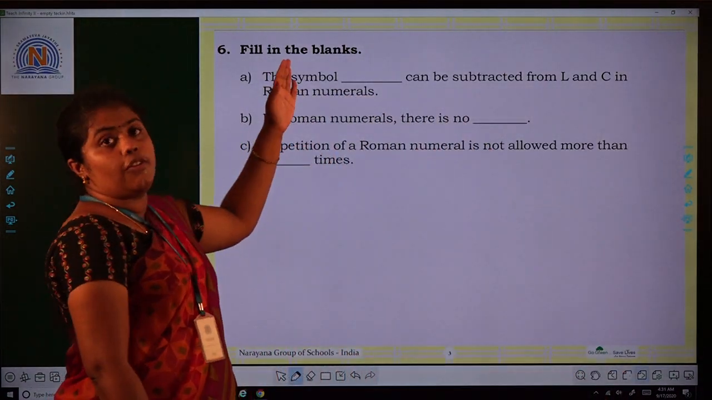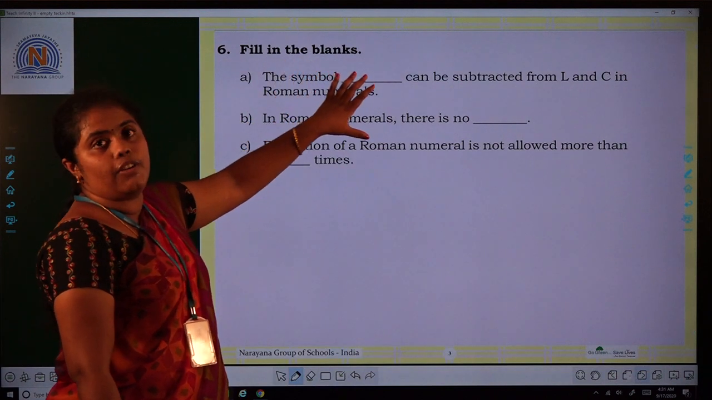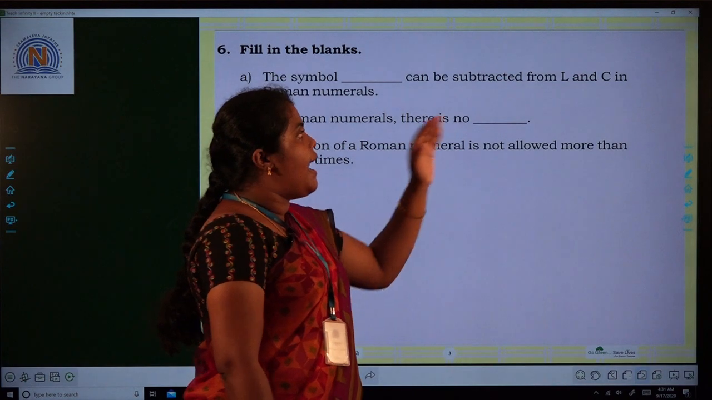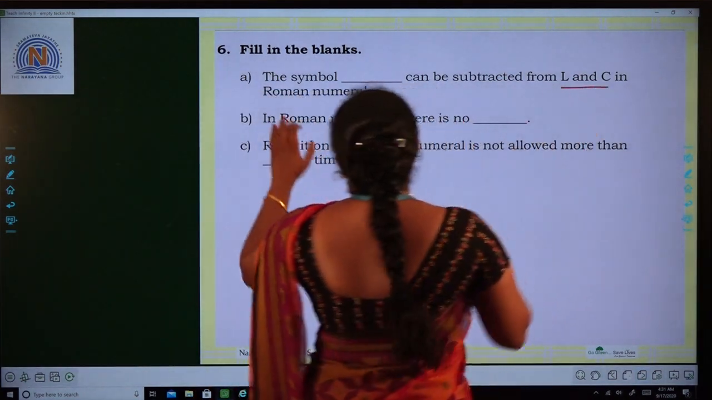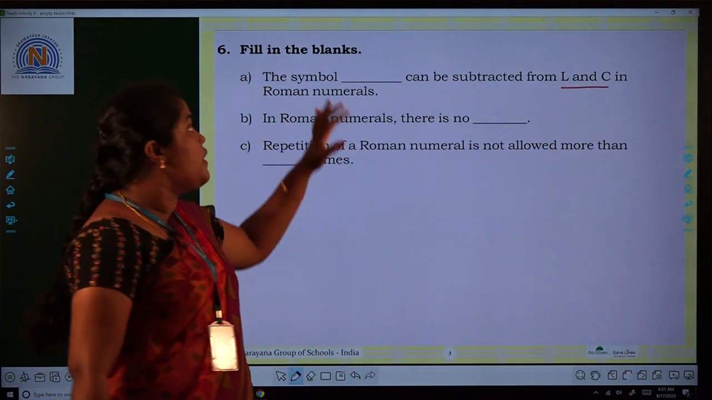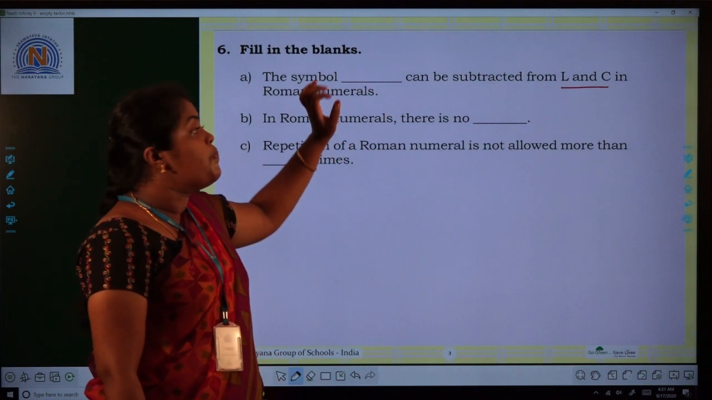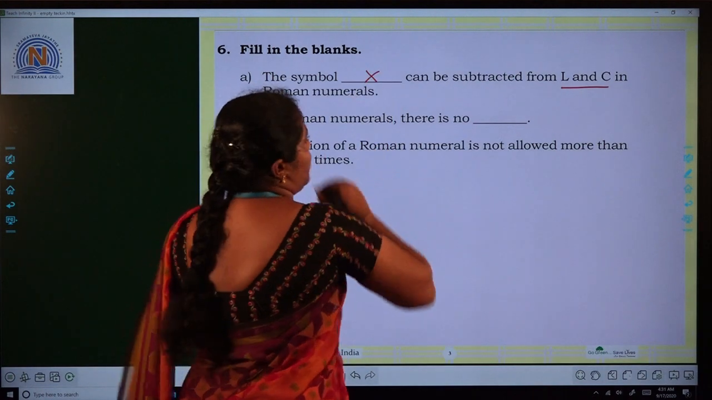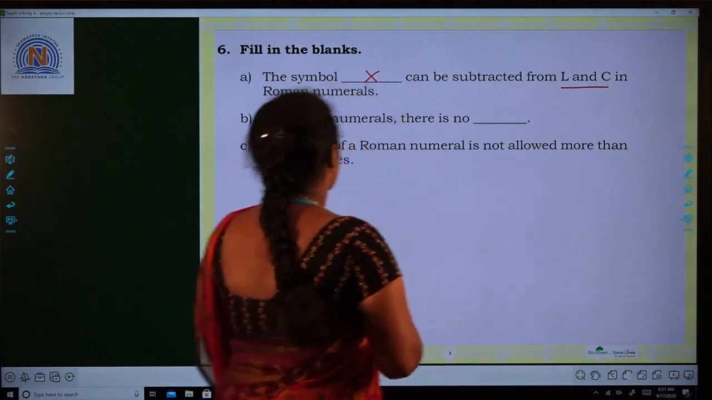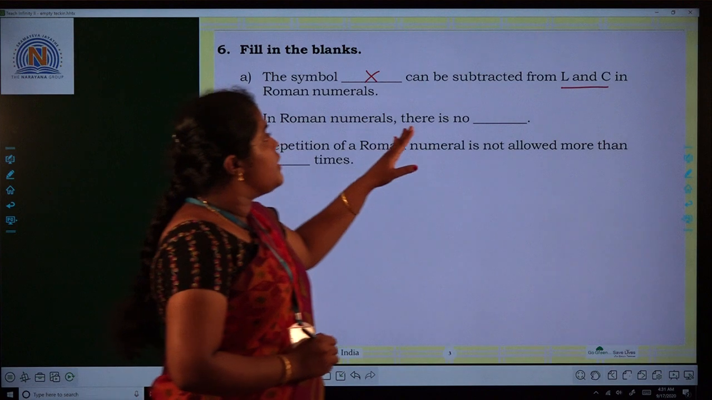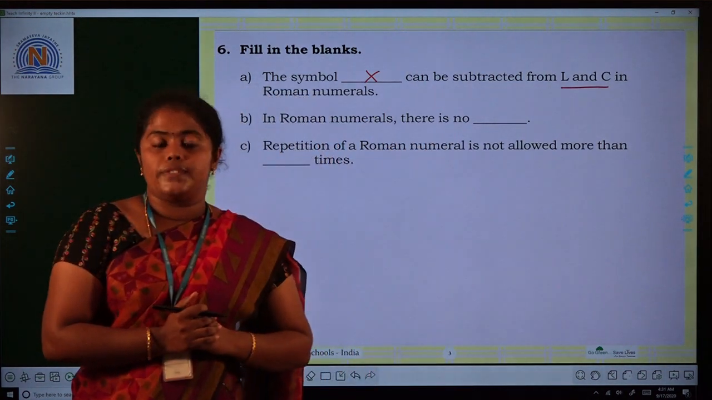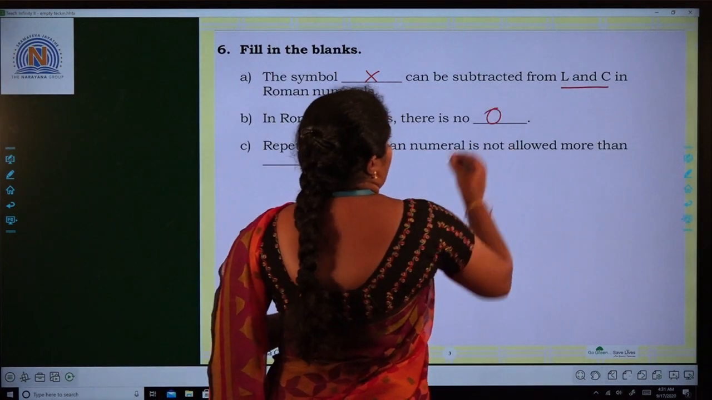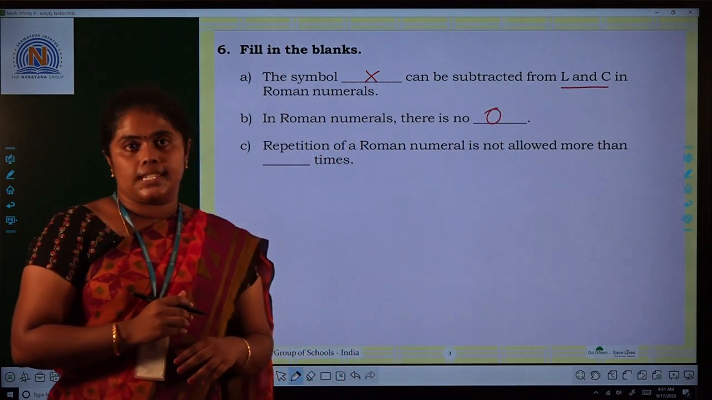Next, the 6th one, they gave fill in the blanks. So we have to fill with correct answers. The symbol that can be subtracted from L and C in Roman numerals is X. It is one of the rules of Romans. So they are subtracting only X from L and C. Next, in the Roman numerals, there is no value of 0. They do not use 0. 0 doesn't have any symbol in Roman system.